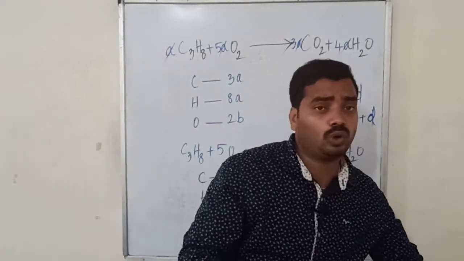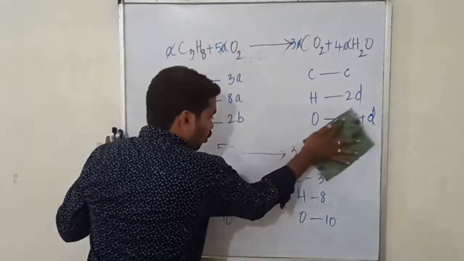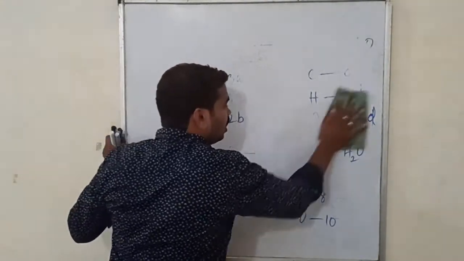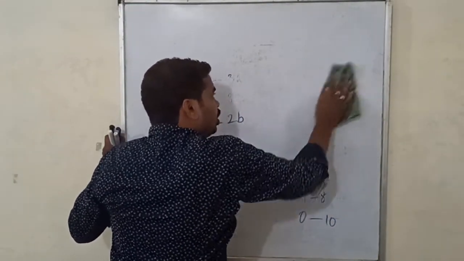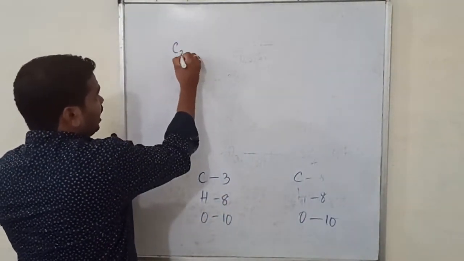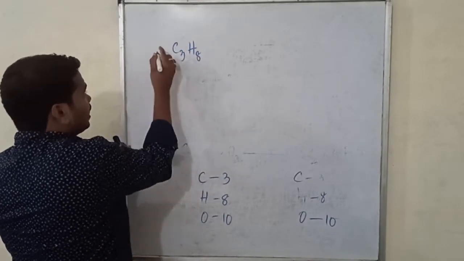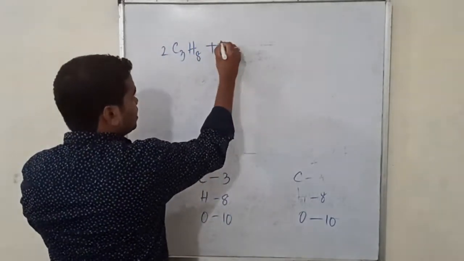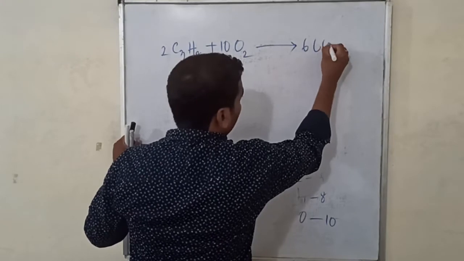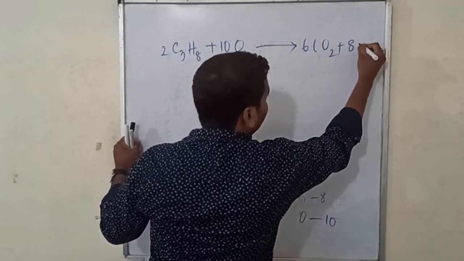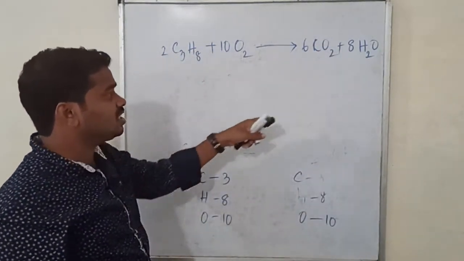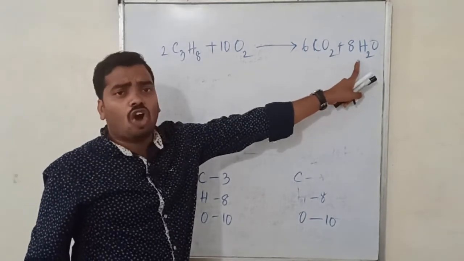Now, just before, I told you one more important thing. While cancelling this A, I told you that if there is any common multiple in all the coefficients, you can cancel them out. That's what I told you, right? If you see C3H8, let us write it like this: 2C3H8 plus 10O2 giving rise to 6CO2 plus 8H2O. If this is the case, all the coefficients have a common multiple, 2.